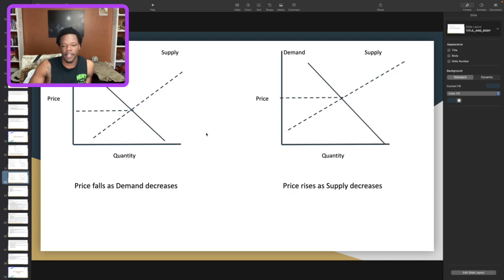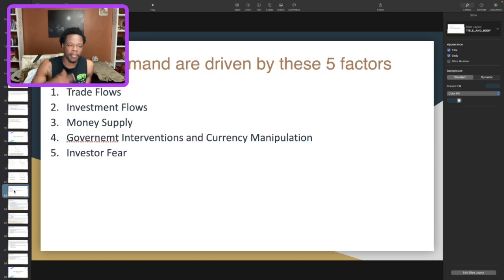Versus if, let's say, supply decreases, then that of course means that the shoe is selling out. Like concert tickets, for example. If the concert tickets are selling out, then the price would rise. They'd be more expensive. People would have to pay more.